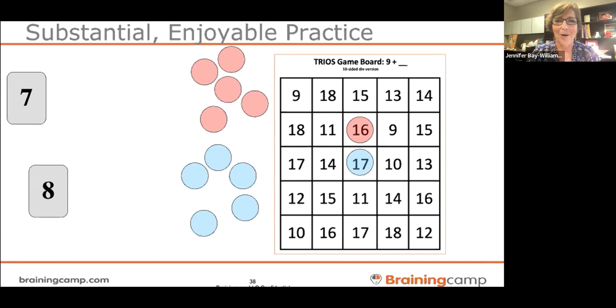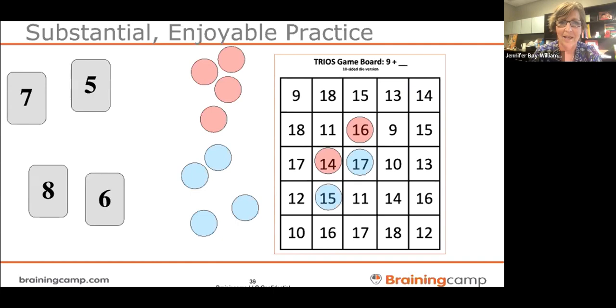So that's their first roll. And you can see the blue player decided to put their counter right next to the red person as a defensive move. They could have picked a different 17 if they wanted to. Then they draw cards again. The red player talks through their strategy, places their counter, and so it goes.